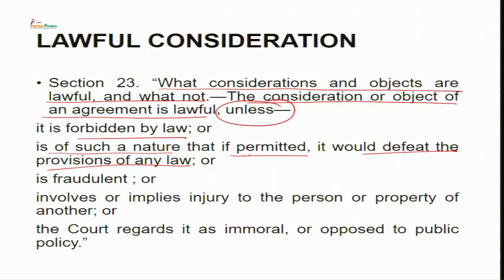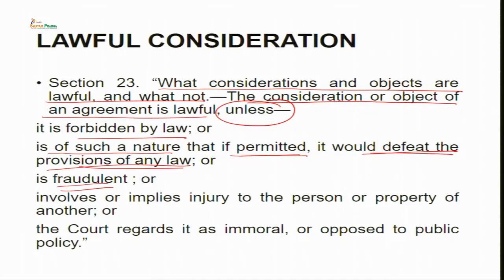It is of such a nature, if permitted, it would defeat the provisions of law. So, it would defeat the very requirement of those desired qualifications if you end up giving that contract to someone, recruiting someone who is not fulfilling the criteria. What is the point in having that criteria if you are not following it? So, it's a similar thing here.